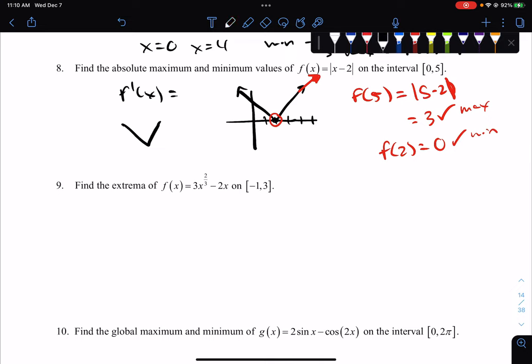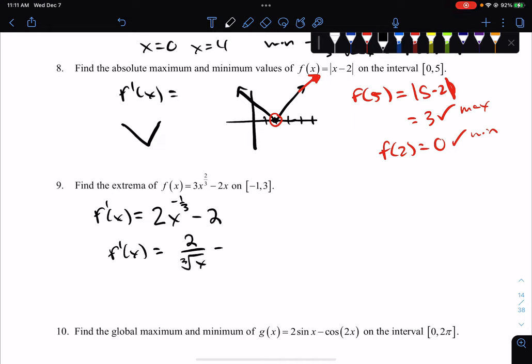Number 9 wants me to find the extrema of f of x equals 3x to the 2/3 minus 2x from -1 to 3. So same process, f prime of x equals 3 times 2/3 is going to be 2x to the negative 1/3 minus 2. So f prime of x equals 2 over the cube root of x minus 2.